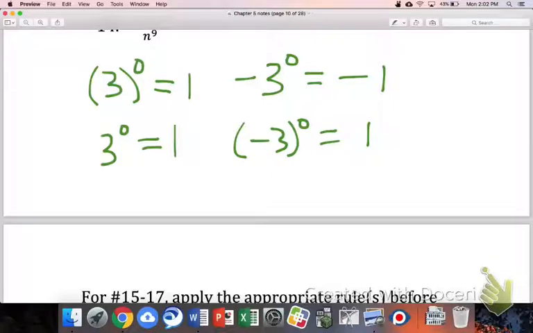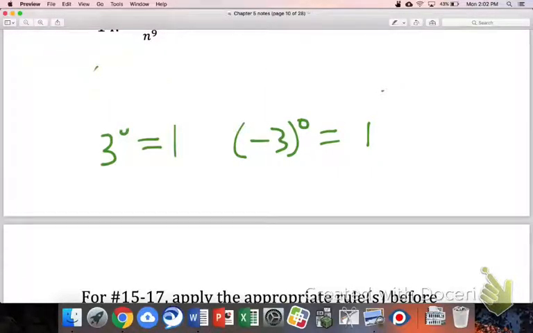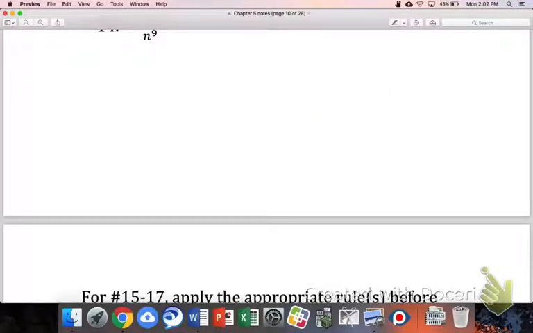How about this one? That's 1, right? Because any base other than 0 to the 0 is 1. So that would be 1 right there. Let's think a little bit deeper about this. What if we had this? Pay close attention to the symbols that are and are not there.